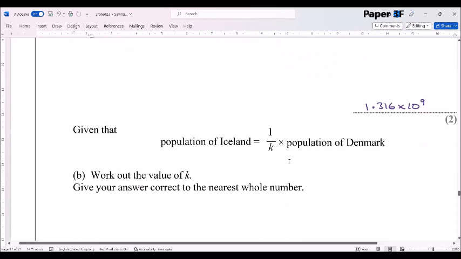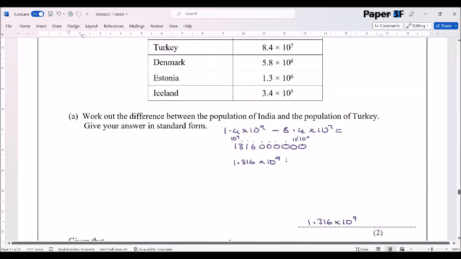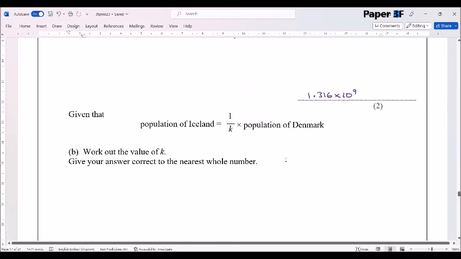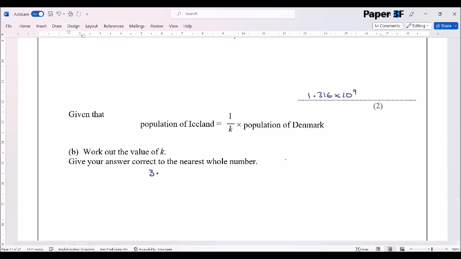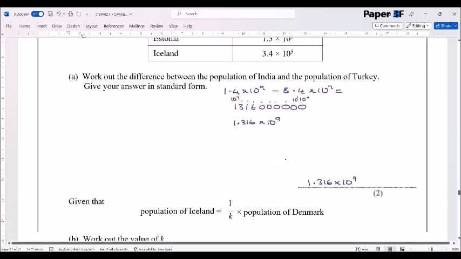Next part of the question is, given that the population of Iceland is equal to 1 over k times the population of Denmark, work out the value of k. Give your answer correct to the nearest whole number. So the population of Iceland, we need to grab that. Let's just shrink this down a little bit so we can see what it is. The population of Iceland is 3.4 times 10 to the power of 5. So 3.4 times 10 to the power of 5 is equal to 1 over k multiplied by the population of Denmark. The population of Denmark is 5.8 times 10 to the power of 6.